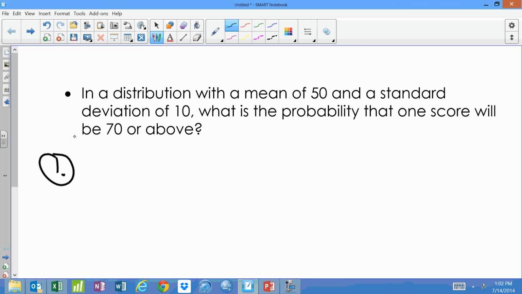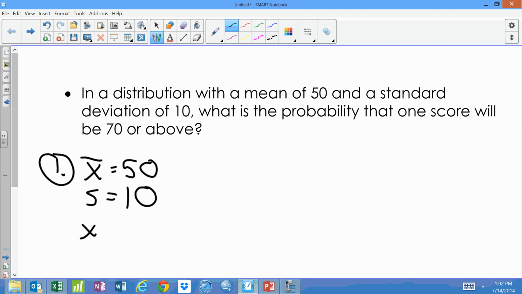So in this situation, I know that my mean is going to be 50. I know that my standard deviation is 10. And I want to know if my score will be 70 or above. So my x is going to be 70.